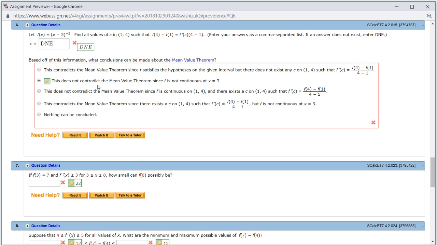That does not contradict the Mean Value Theorem, since f is not continuous at x equals 3, which means that the theorem does not apply to this function over this interval.